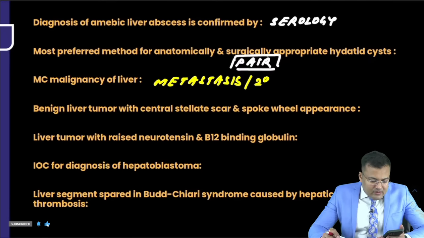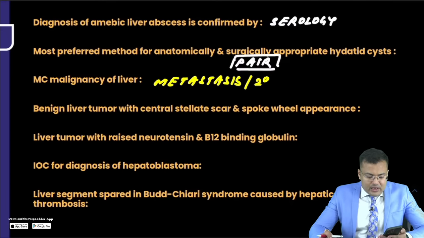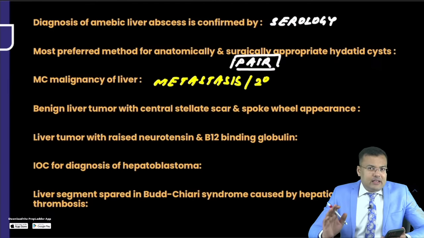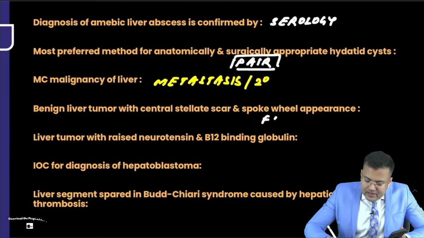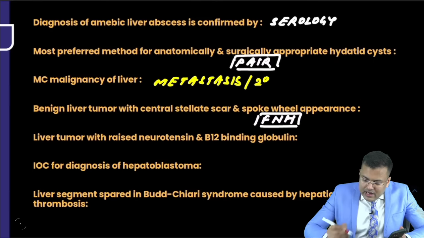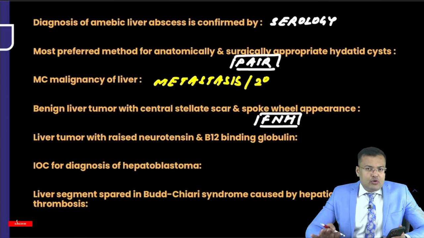Ankita, Vishal, Aparna, Mushahid, everybody is correct. There is a central stellate scar, spoke wheel or cartwheel appearance, and the tumor is FNH. Full form, this is focal nodular hyperplasia.